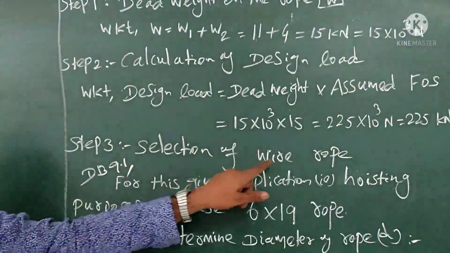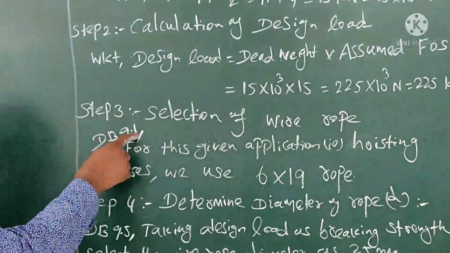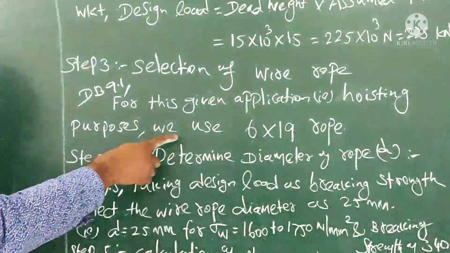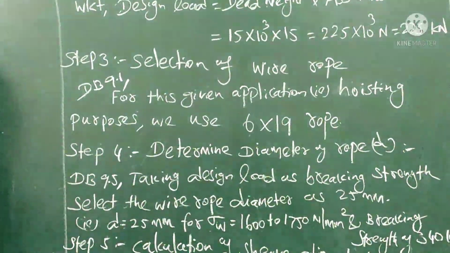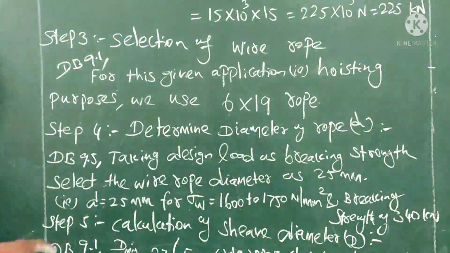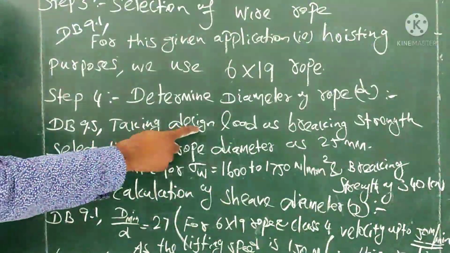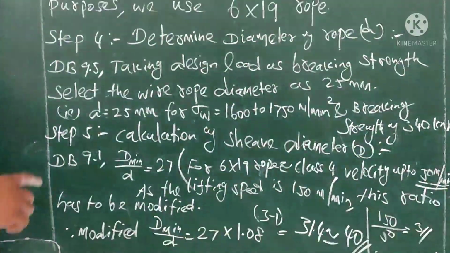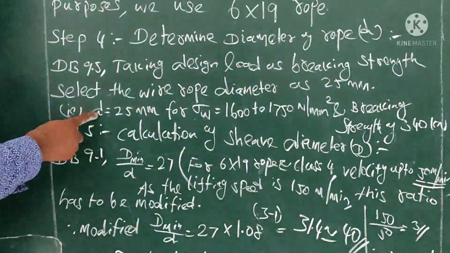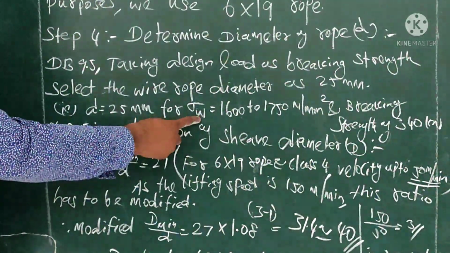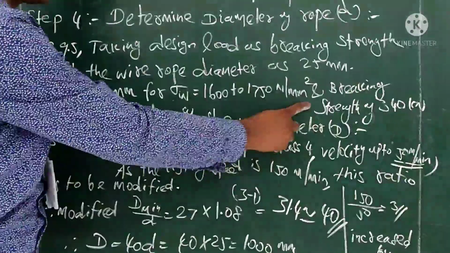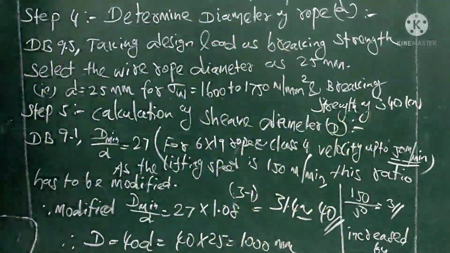Step number 3 is selection of wire rope. From data book page number 9.1, for this given application, that is hoisting purpose, we use 6 × 19 type of rope. Step number 4, determine the diameter of rope, small d. From data book, taking the design load as breaking strength, select the wire rope diameter as 25 millimeter. That means d is equal to 25 mm for sigma W of 1600 to 1750 Newton per millimeter square and breaking strength of 340 kilonewton.